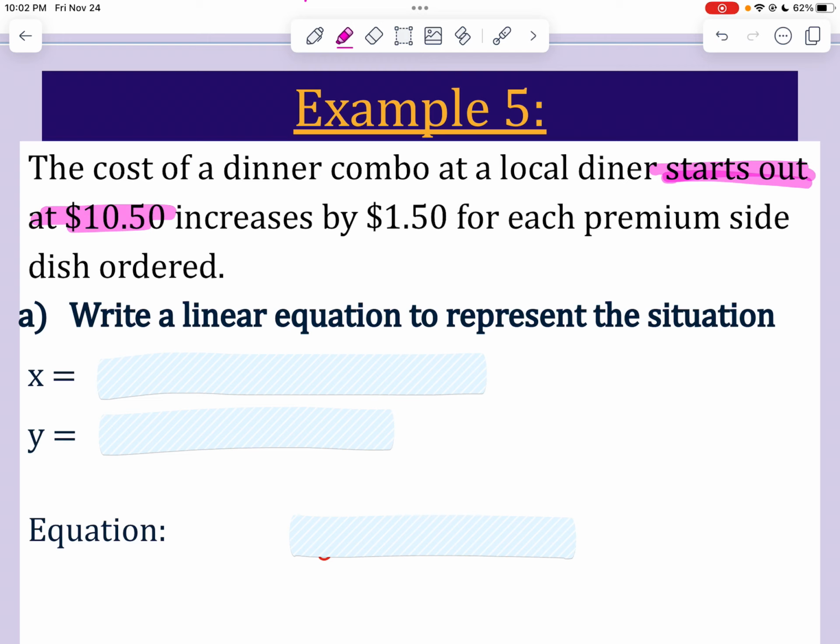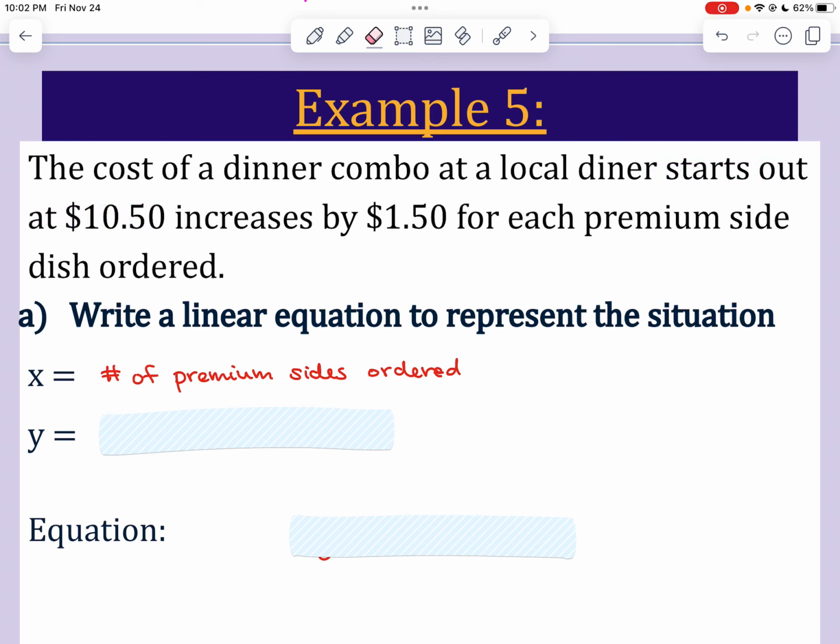And then it increases by $1.50 for each. Each is very similar to the word per. So each means that we are multiplying the amount of money times the premium sides that we're buying. So $1.50 times the number of sides. So let's do some labeling here. X is going to represent the variable that is recurring. So that's the number of premium sides ordered.